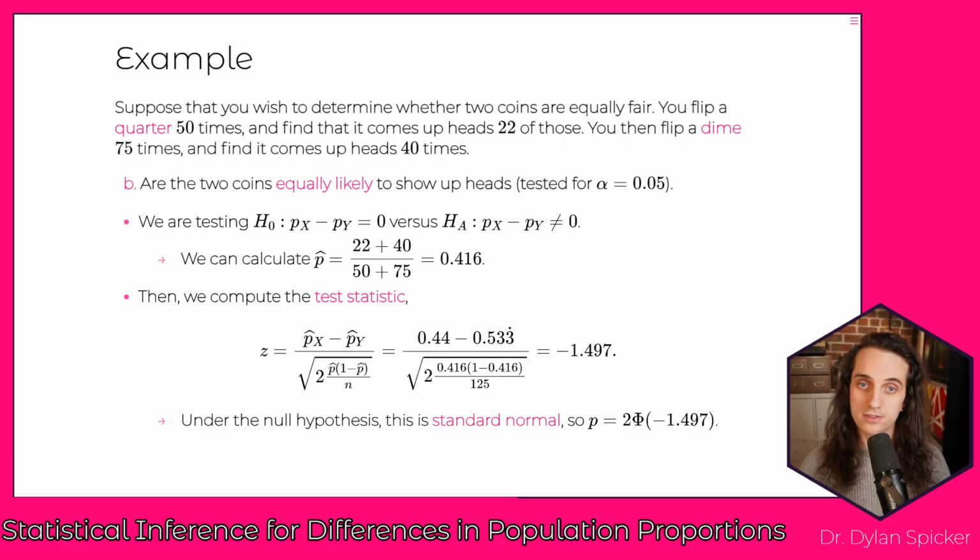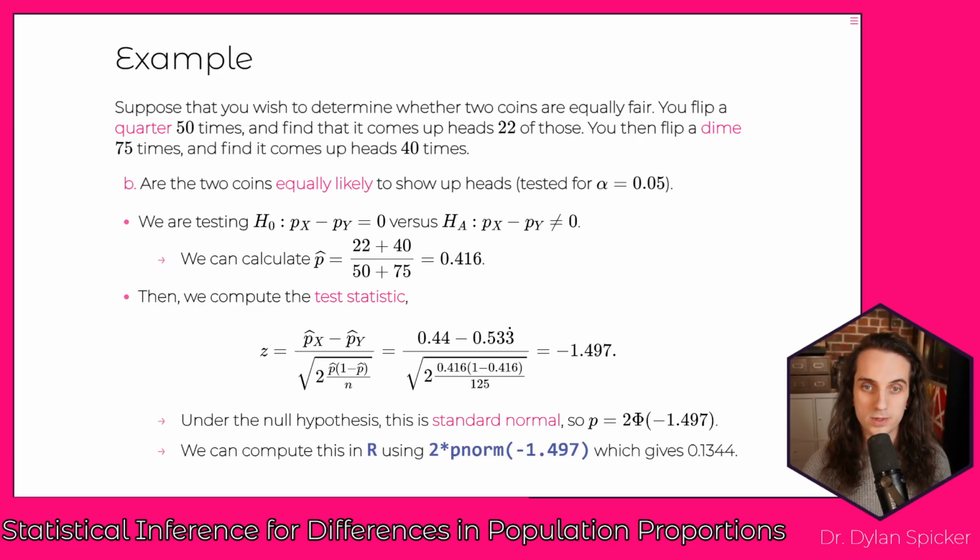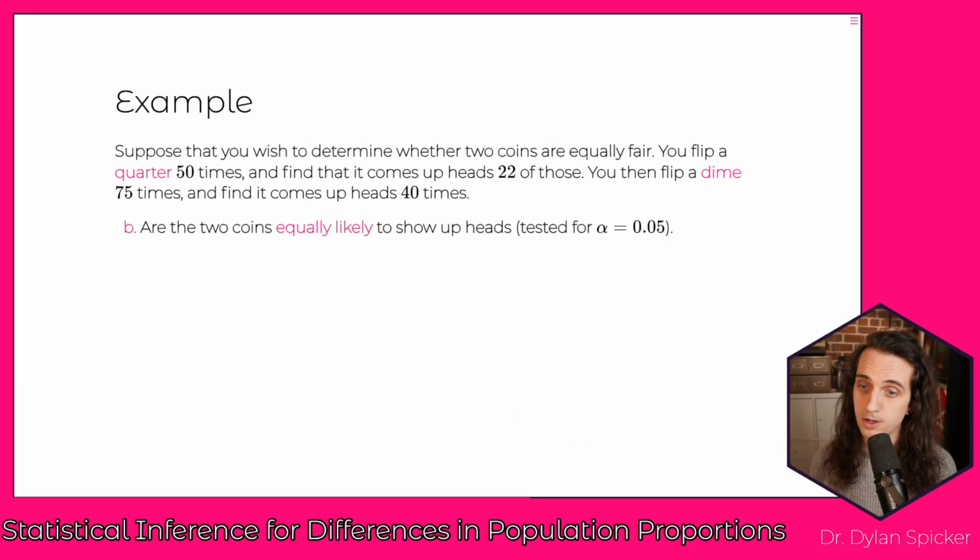We can get this out of statistical software using R. So we take 2 times pnorm of negative 1.497, right? pnorm gives us our phi value, and so 2 times our phi value at negative 1.497 gives us 0.1344. And so the p-value here is going to be greater than our level of significance, and as a result, we're going to fail to reject the null hypothesis.